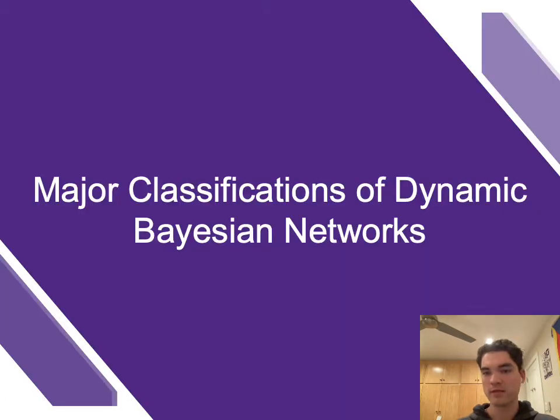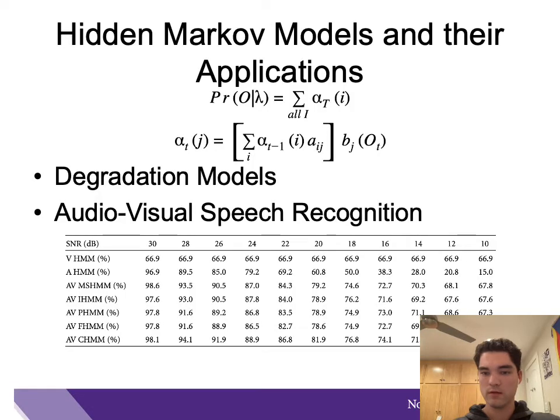For the rest of the presentation, I will go over the main types of DBNs and their applications. The first major DBN is the hidden Markov model, but I will not go over its derivation since this was covered in the course, and I will go over some of the main applications instead.